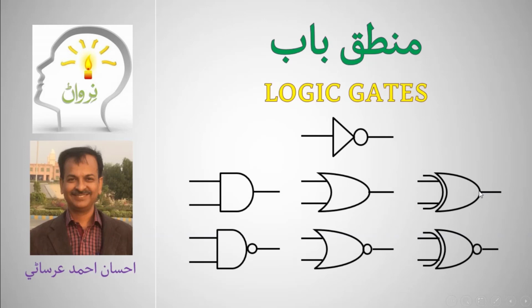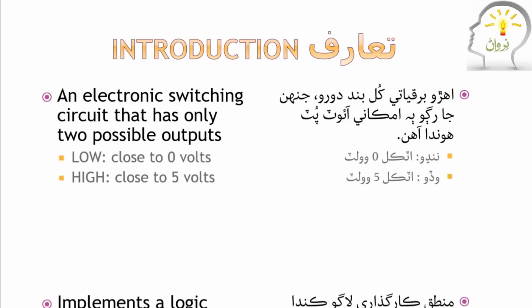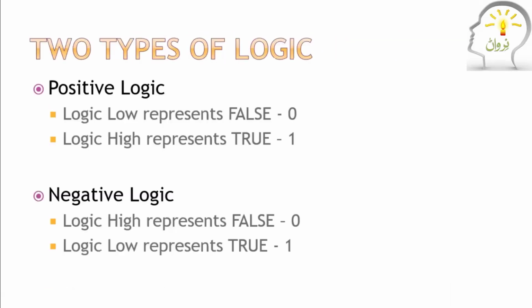Yes, sir. D-shaped. So this is the difference between the symbols. And this is a triangle. And this bubble shows the NOT operation. So this symbol is a NOT gate.